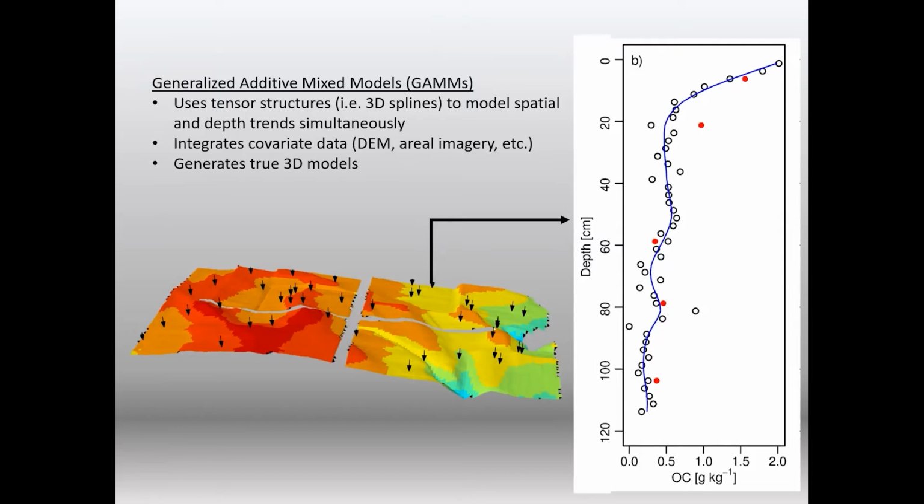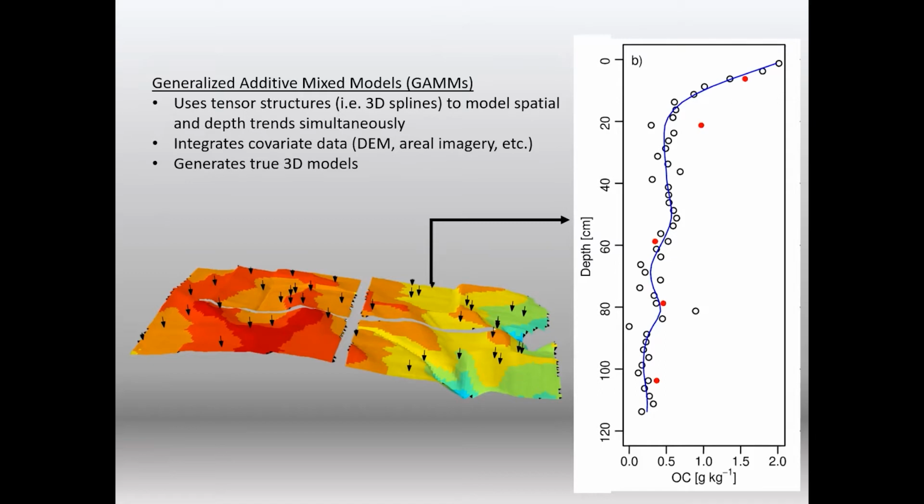Specifically, Laura Poggio out of, I guess, Scotland has been doing a lot of mapping there of their carbon stocks using this routine. And if you're familiar with splines, the GAMs use a three-dimensional tensor structure, which is kind of equivalent to a three-dimensional spline to predict soil properties. What's really neat about that is it actually generates a true 3D model of the soil landscape.